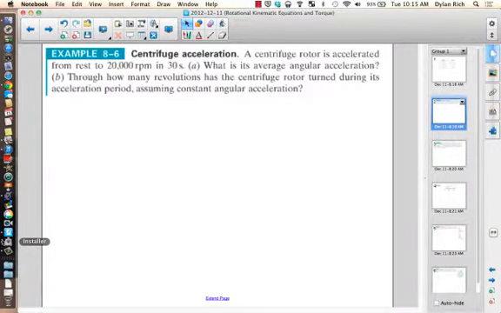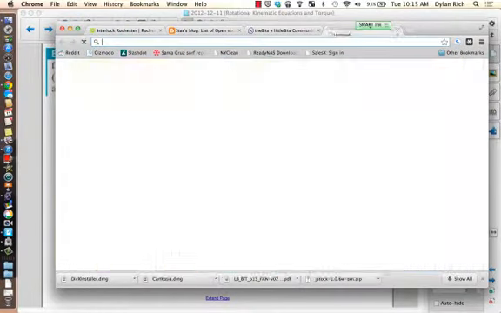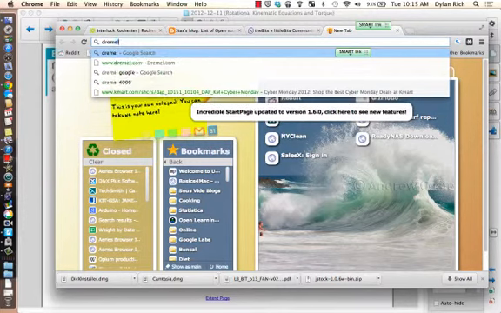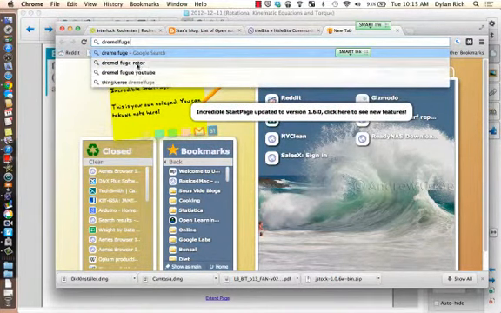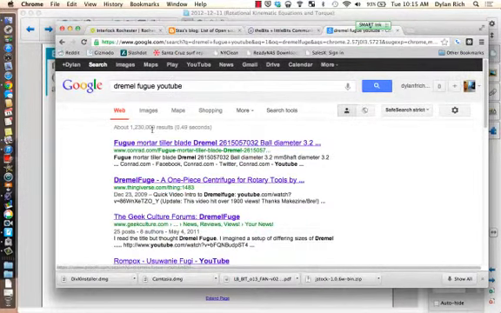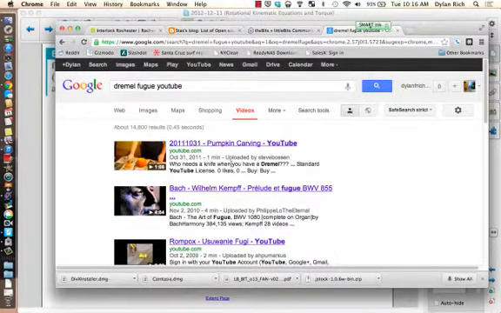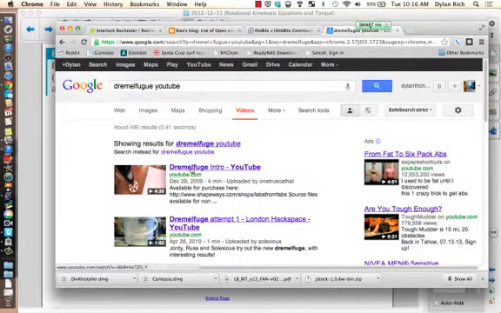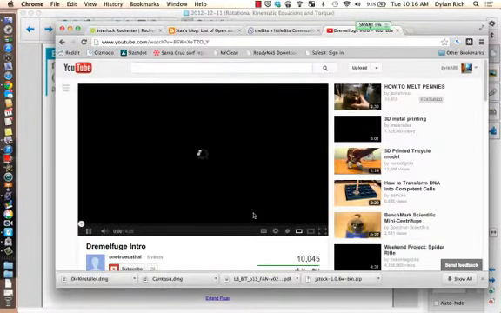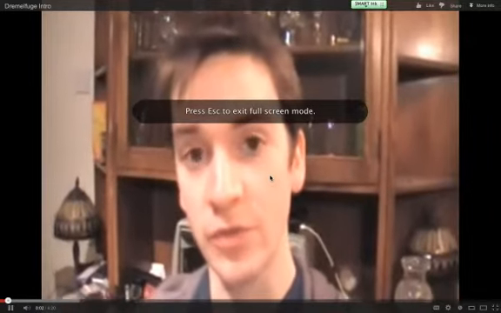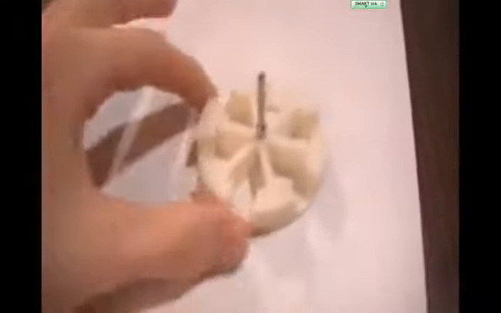Let me see if I can bring it up here so you can see what it is. What's it called? Dremel Fuge. There we go. Here's a very simple one. It costs $30 to make. Rotary centrifuge attachment for a drill or rotary tool such as a Dremel. Dremel Fuge. It's a MakerBot or RepRap compatible rotor.